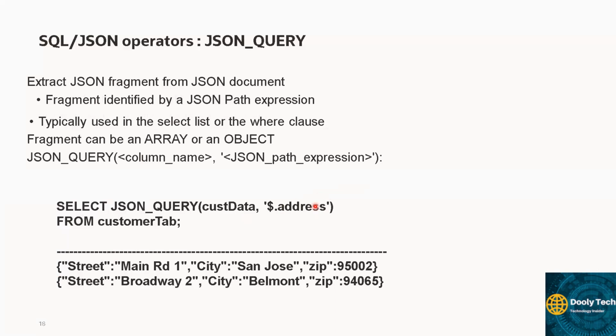Basically, the dollar sign is whenever we want to do a path expression, we would list the dollar. That would signify that we're going to do a path expression. So here we're saying, okay, we're looking at the customer data column, and we wish to begin the path expression. We wish to step through the document.